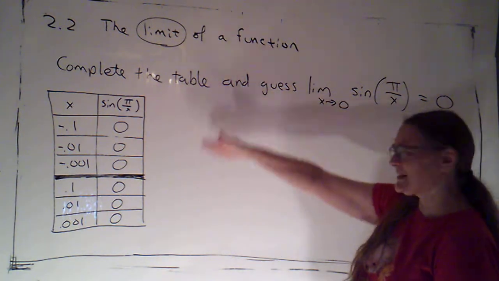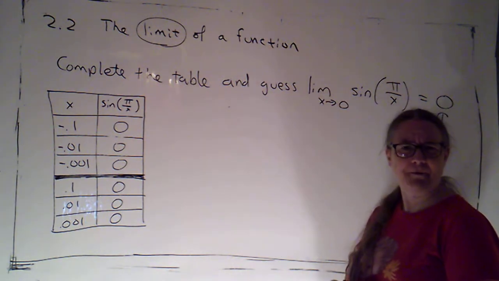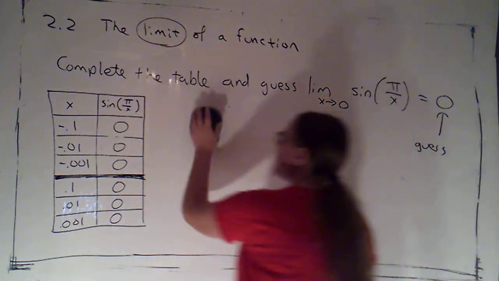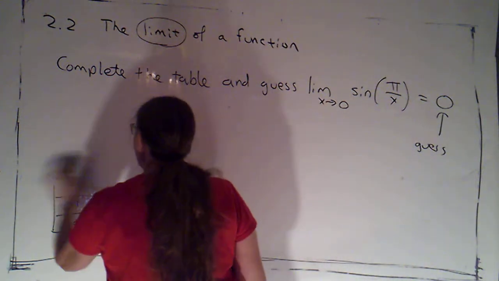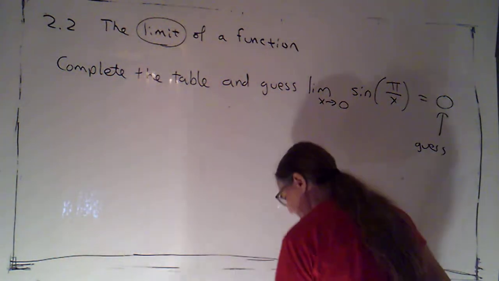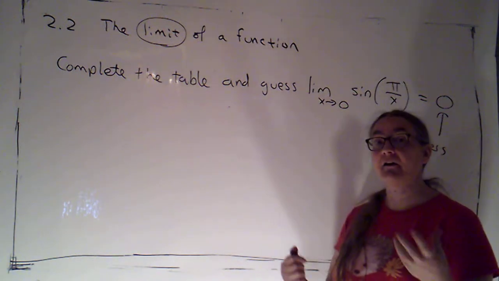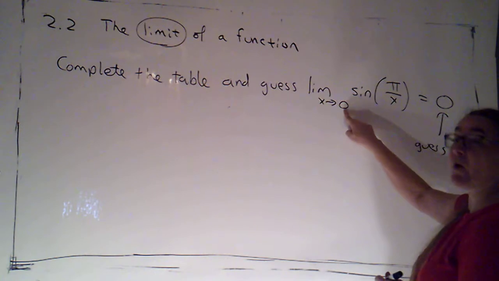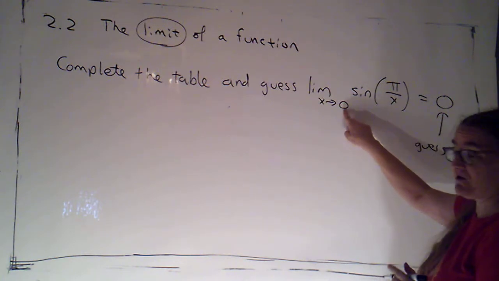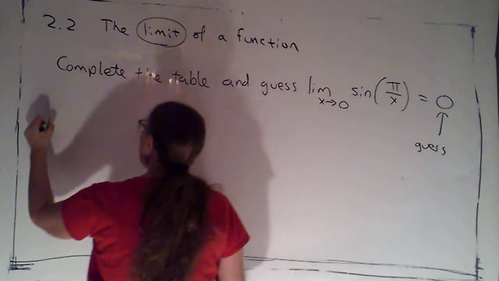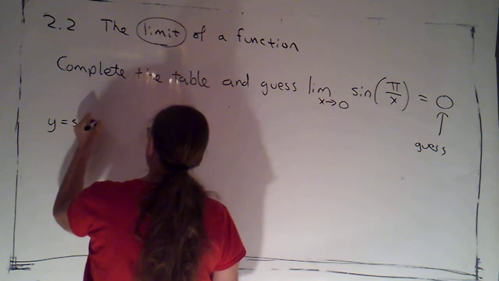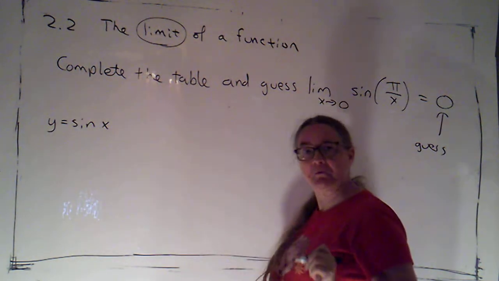This is giving me 6 points on this graph. Let's see if we can figure out what went wrong. I'm going to think about the graph, because a graph gives me infinitely many points. And on a graph, I can get arbitrarily close to 0. Now I know what y equals sine x looks like, and I hope you do too.